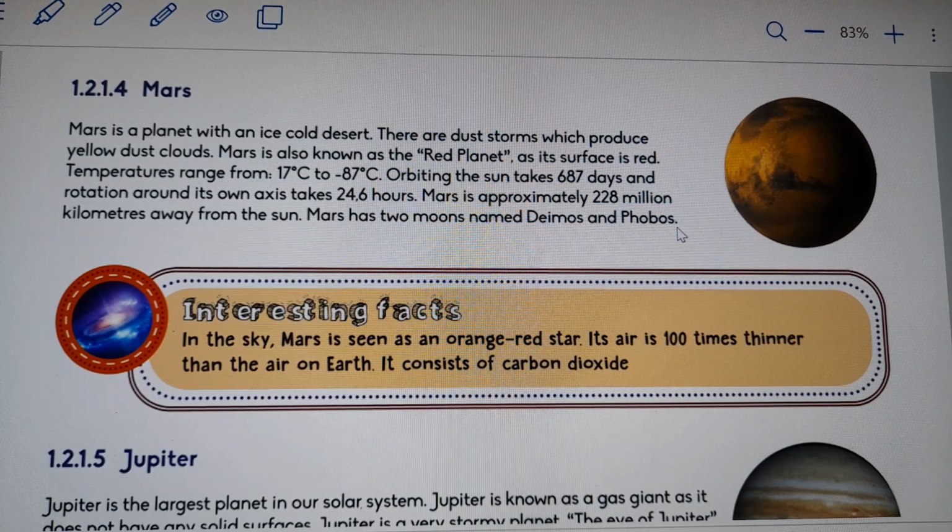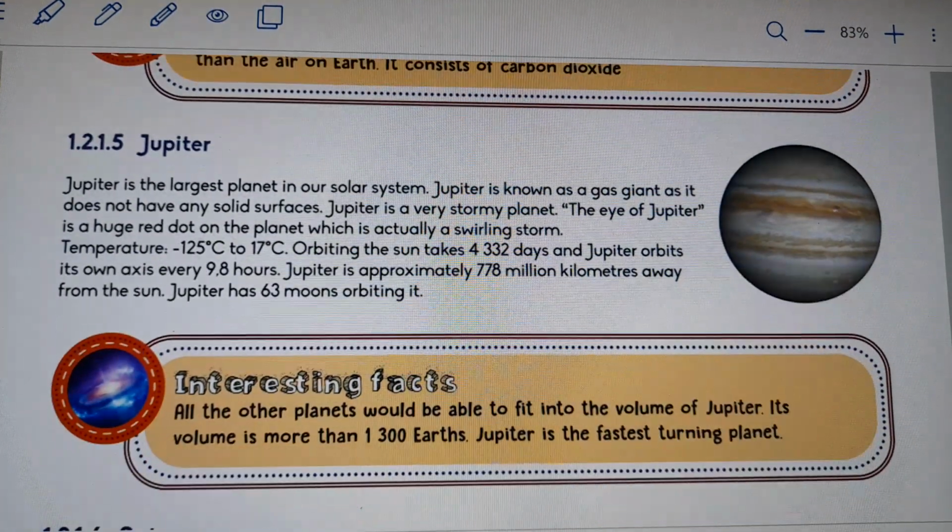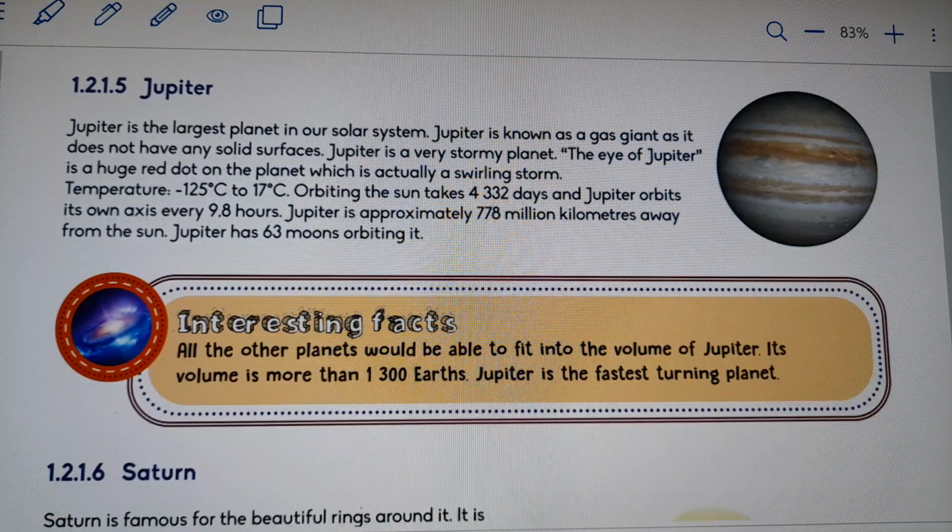Okay, so the first one that has got a moon is number 3, the Earth, just one moon. Mars, number 4, has got 2 moons, which are Deimos and Phobos. Interesting facts on Mars you can learn. Let's go to planet number 5, Jupiter.